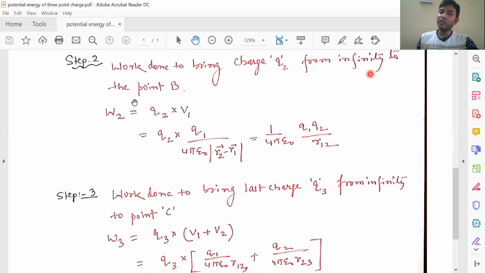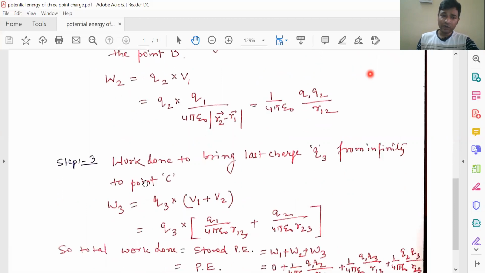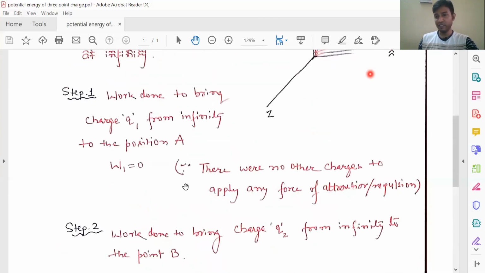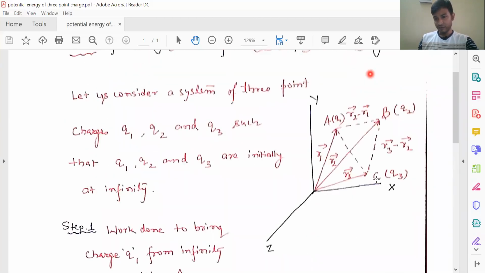Now this is the work done, the second work done, W2. Now the third thing that we have to calculate is the work done to carry the last charge, that is the third point charge, from infinity to the point C. See in the figure. Its position vector is R3.